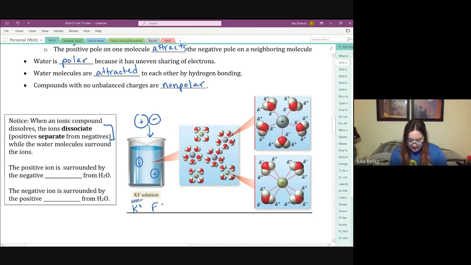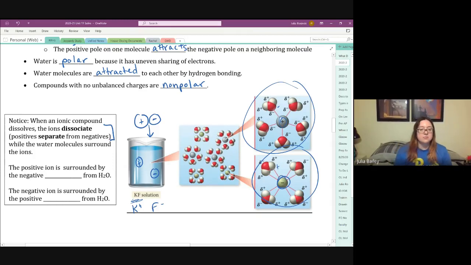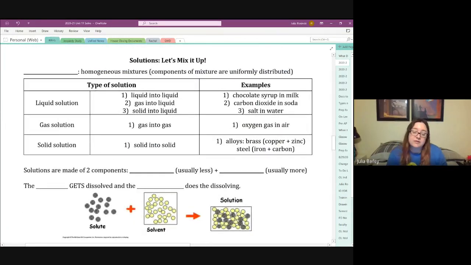And then the water molecules come in and surround them, where the negatives from the oxygens will get close to that positive K, potassium, and then the positive hydrogens are going to get close to that negative fluorine. So the positive ion is going to get surrounded by the negative oxygens from water, and the negative ion is going to get surrounded by the positive hydrogens from water. They all just sort of mob it, and then they orient themselves to the way they're attracted. And that'll happen anytime you put an ionic compound in water, if it dissolves.